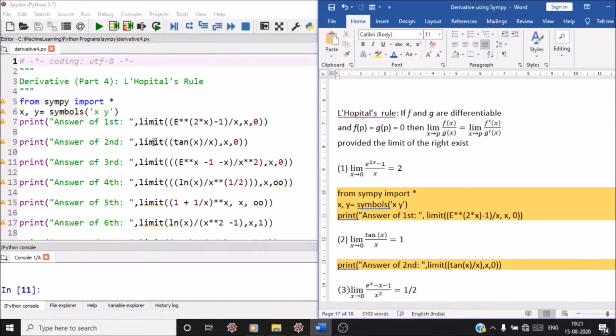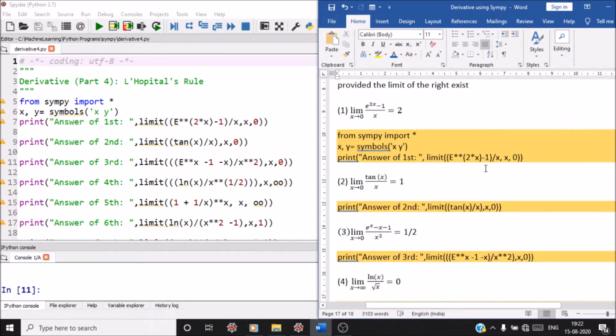In this video we'll discuss the implementation of L'Hopital's rule using SymPy and Python. You already know L'Hopital's rule: if f and g are differentiable and f(p) = g(p) = 0, then the limit as x tends to p of f(x)/g(x) is equal to the limit as x tends to p of f'(x)/g'(x), provided the limit on the right exists.